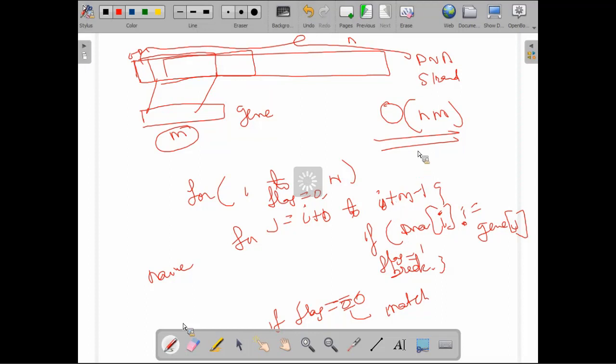Now as I said, the complexity of this is O(nm), that is, for n times this loop has to execute, and for each n this has to execute m times, m being the size of the gene. So this is an O(nm) complexity. Is everybody clear? This is O(nm) complexity.